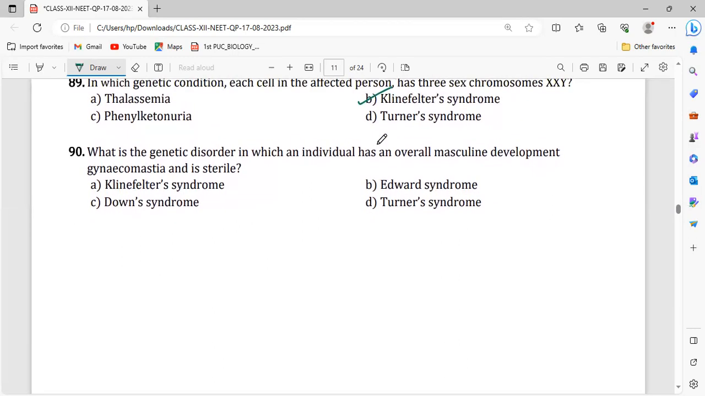What is a genetic disorder in which an individual has an overall masculine development, gynecomastia, and is sterile? So this is a symptom of Klinefelter's syndrome. So it is actually the male with extra X chromosome. So that means there is gynecomastia. Gynecomastia means there is development of breast. And sterile. Sterile means not able to reproduce. Right? So this is all we have.